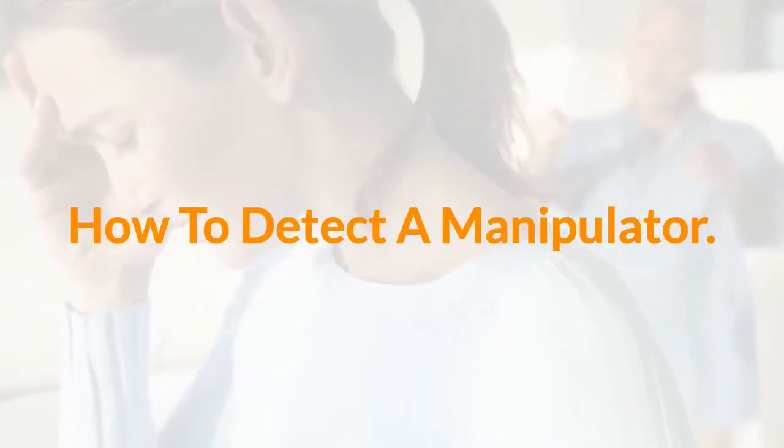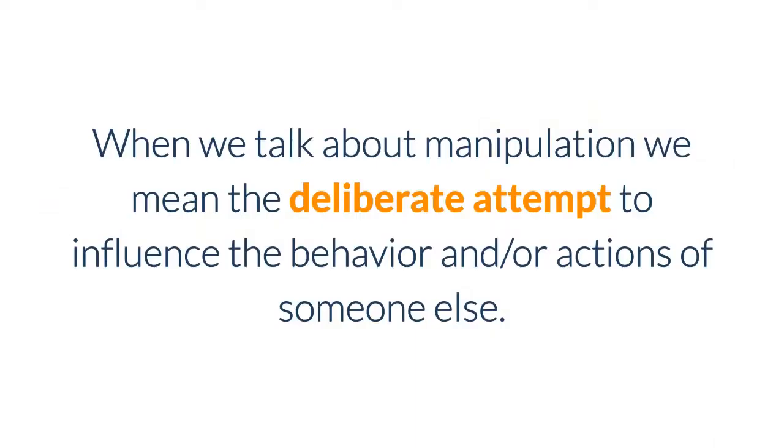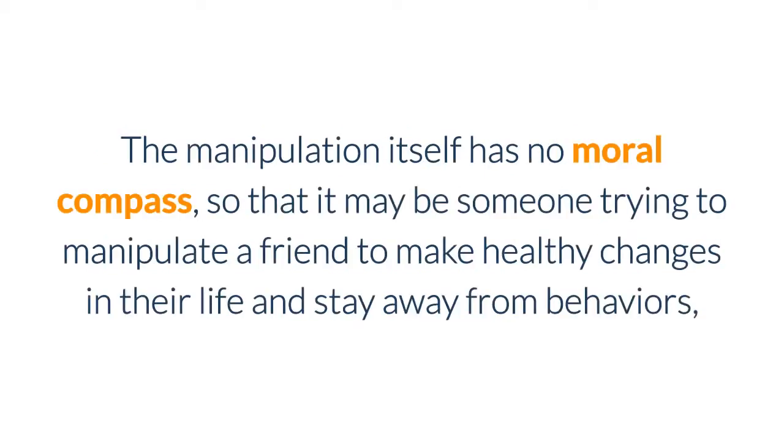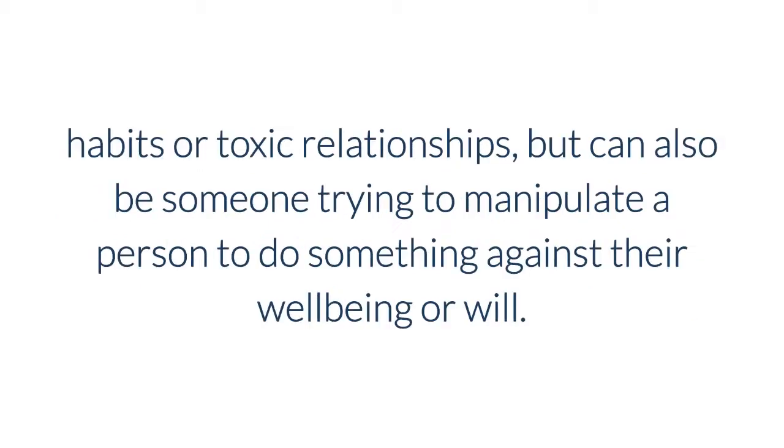How to detect a manipulator. When we talk about manipulation, we mean the deliberate attempt to influence the behavior and/or actions of someone else. The manipulation itself has no moral compass, so it may be someone trying to manipulate a friend to make healthy changes in their life and stay away from behaviors, habits, or toxic relationships, but it can also be someone trying to manipulate a person to do something against their well-being or will.